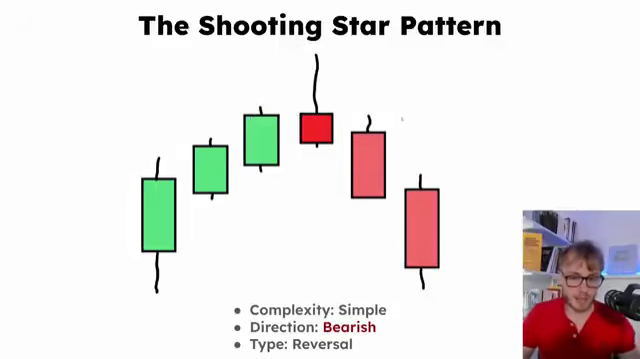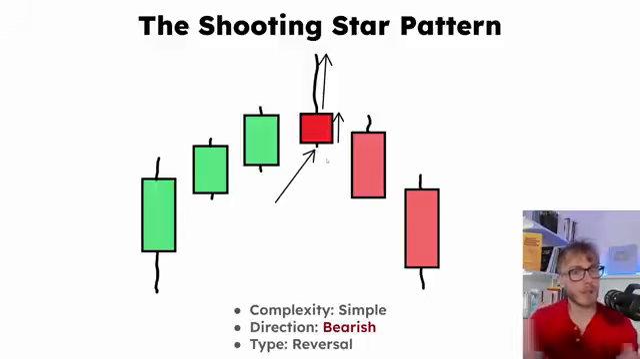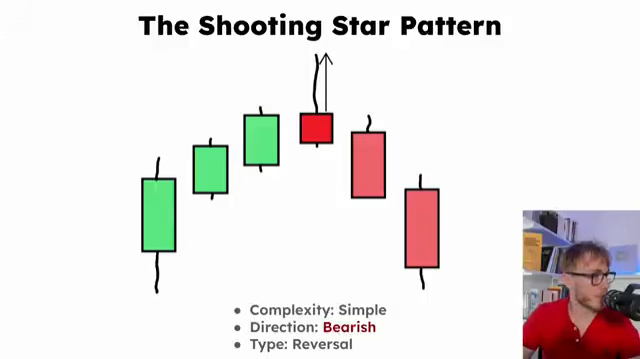To identify a shooting star pattern, we want to look out for a small real body and a long upper wick. What we also want to see is that the lower wick is either non-existent or very small, like we're seeing right here. And this is very important: the upper wick of the shooting star, just as with the hammer, we want to be at least twice the size, or preferably even longer, compared to the real body.